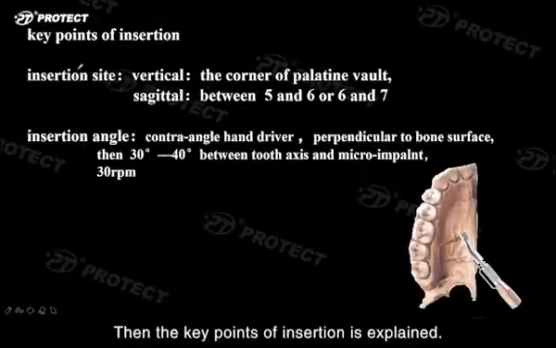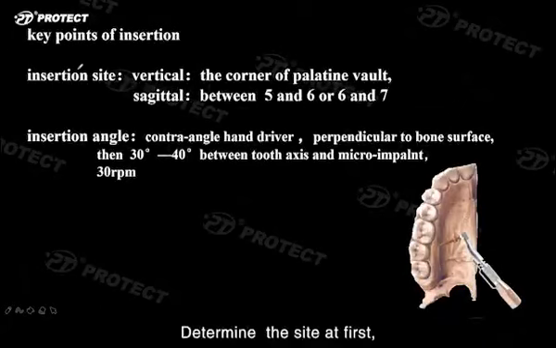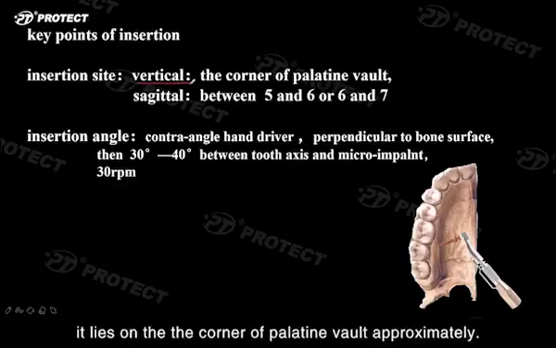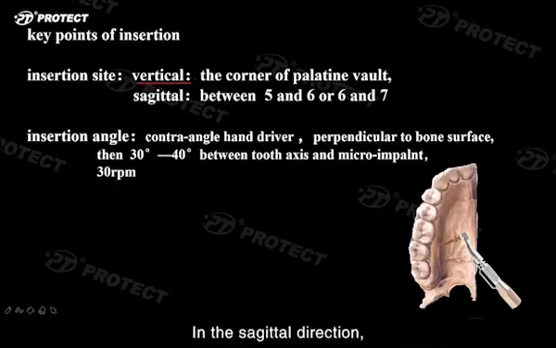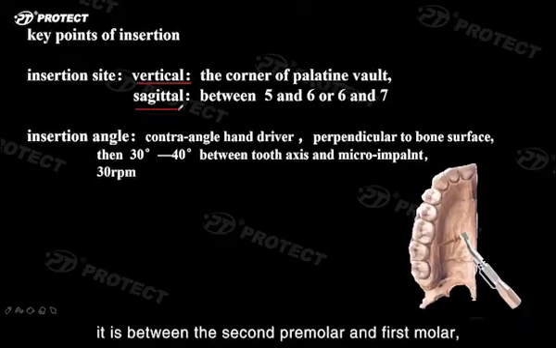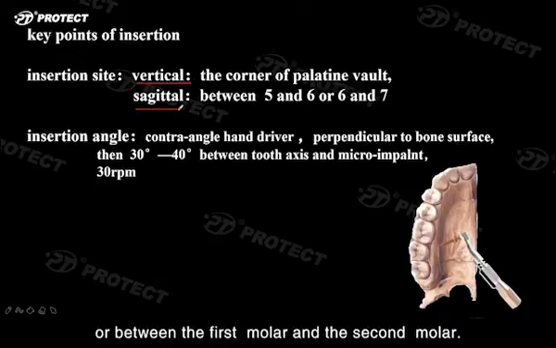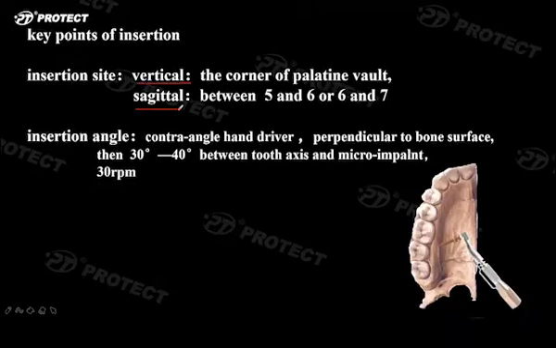Then the key points of insertion are explained. Determine the site first. In the vertical direction, it lies approximately on the corner of the palatal vault. In the sagittal direction, it's between the second premolar and the first molar, or between the first molar and the second molar.